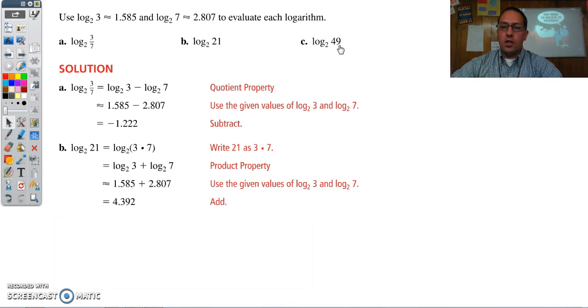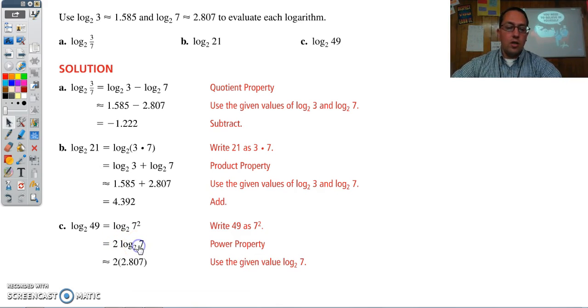Now for C, how can we use 3 and 7 to come up with our argument of 49? Well, 49 is 7 squared, so that's not going to use the 3, just going to use the 7. So we're going to rewrite this as log base 2 of 7 squared, and this is going to be the power property. So what happens here is our exponent moves to the front of the term, and we have 2 times log base 2 of 7. All right? So 2 times 2.807. Substituting that value from right there, which gives me about 5.614.